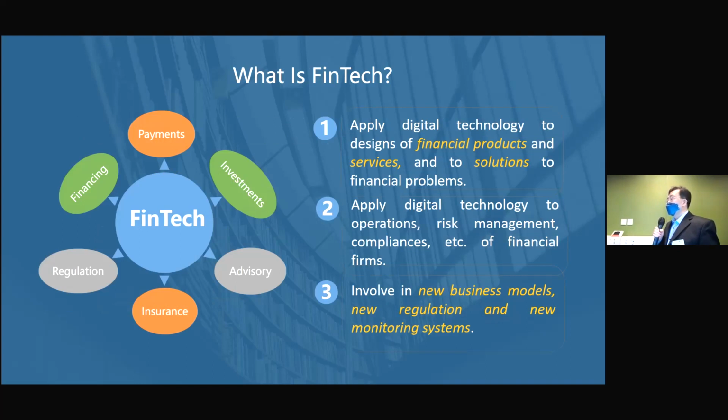So what is FinTech? In a narrow definition, FinTech is about applying digital technology to the design of financial products and services, and also to solutions to financial problems. That's the immediate understanding of FinTech. Then we talk about applying digital technology to operations, risk management, compliance, new business models, new regulations, and new monitoring systems. That is something regarding regulations and supervision.